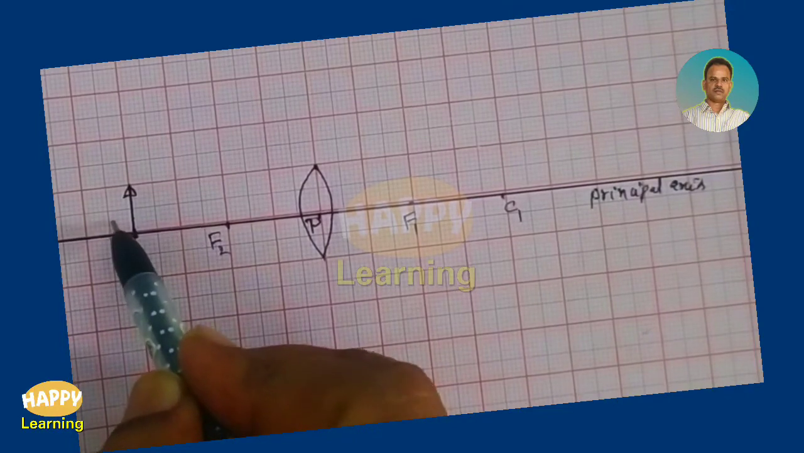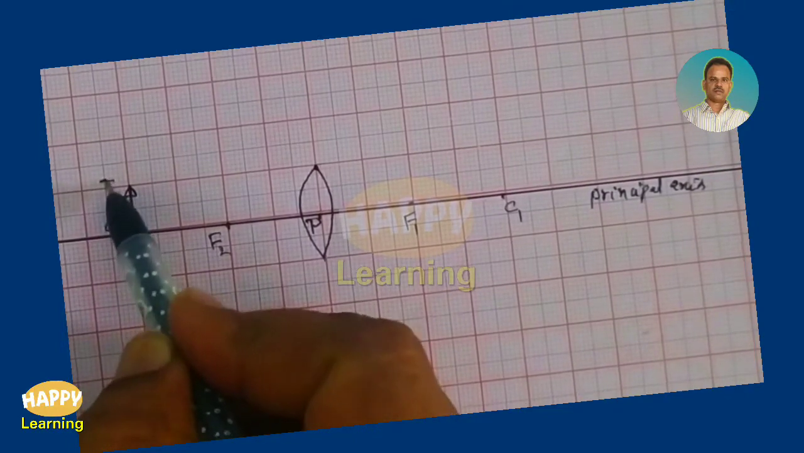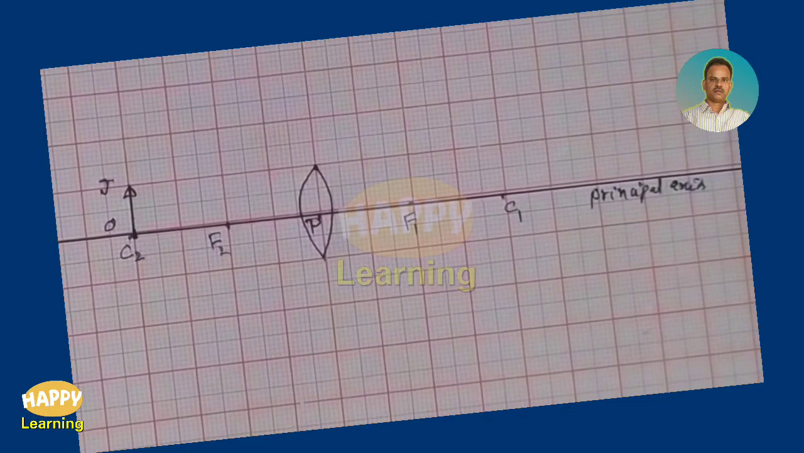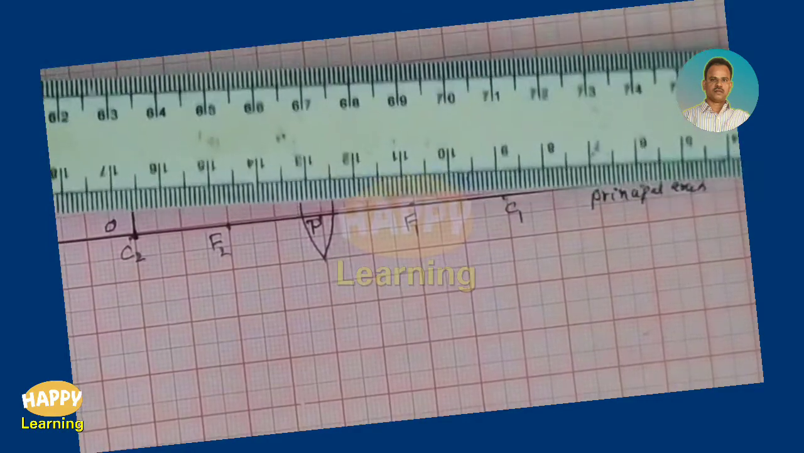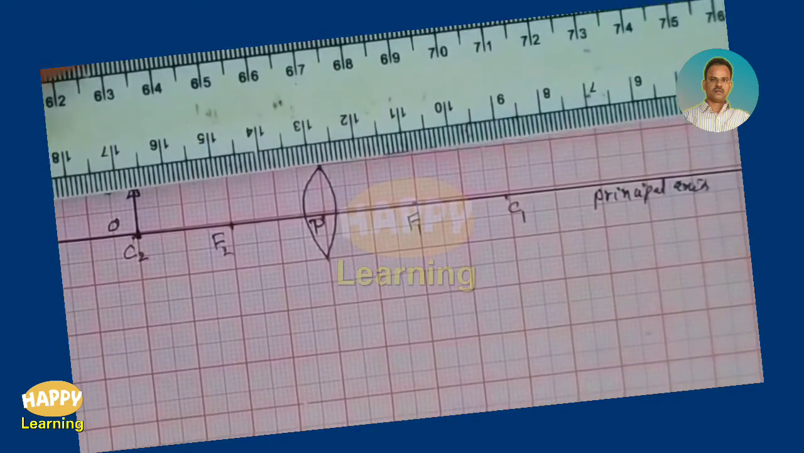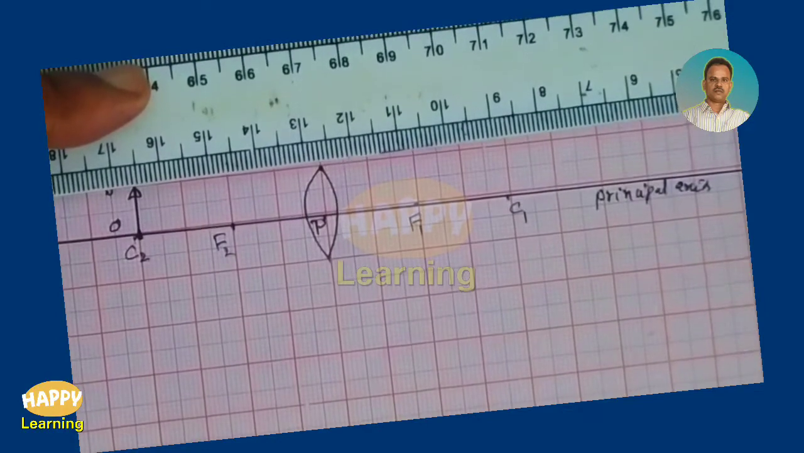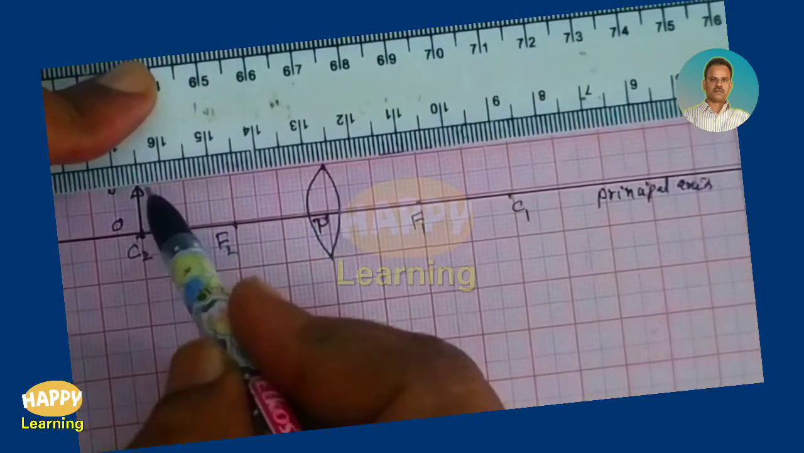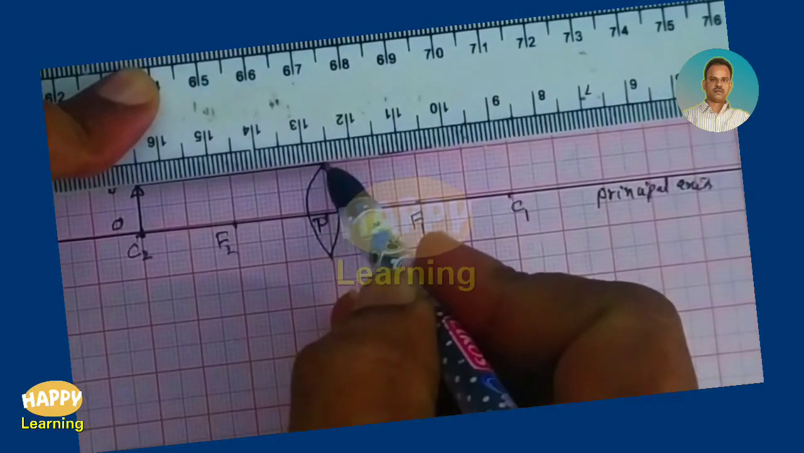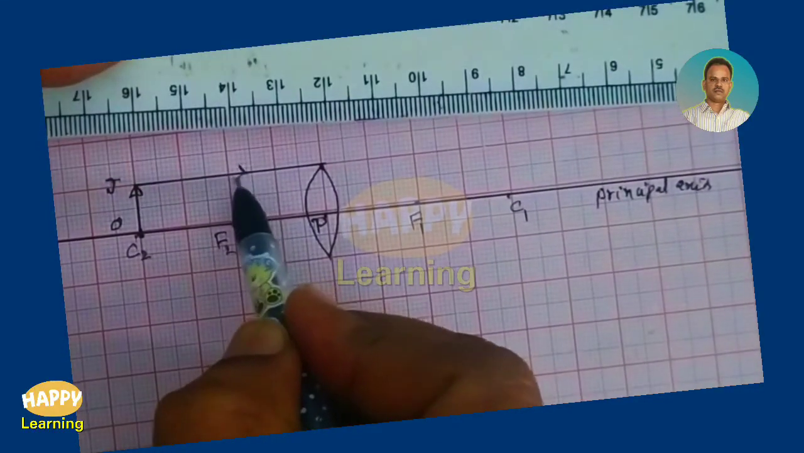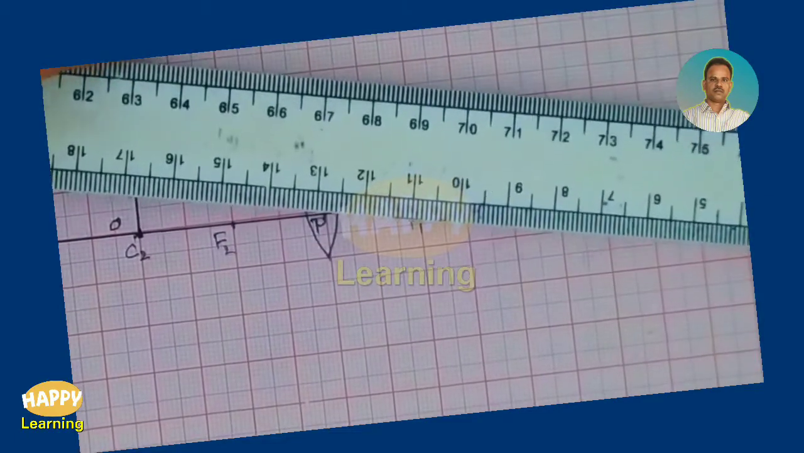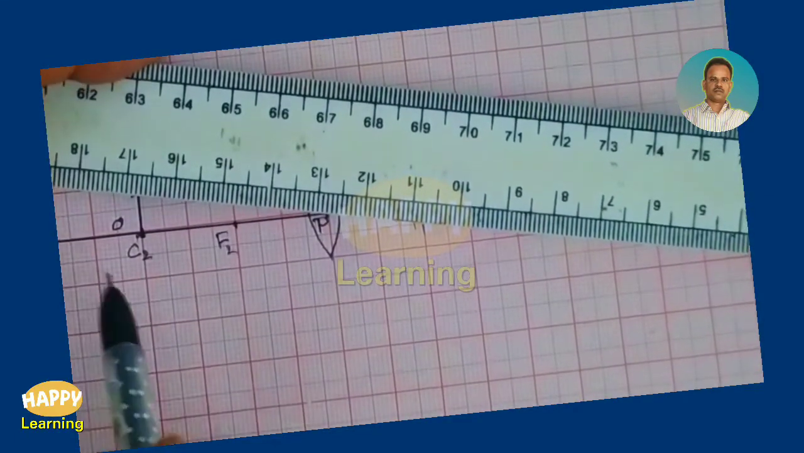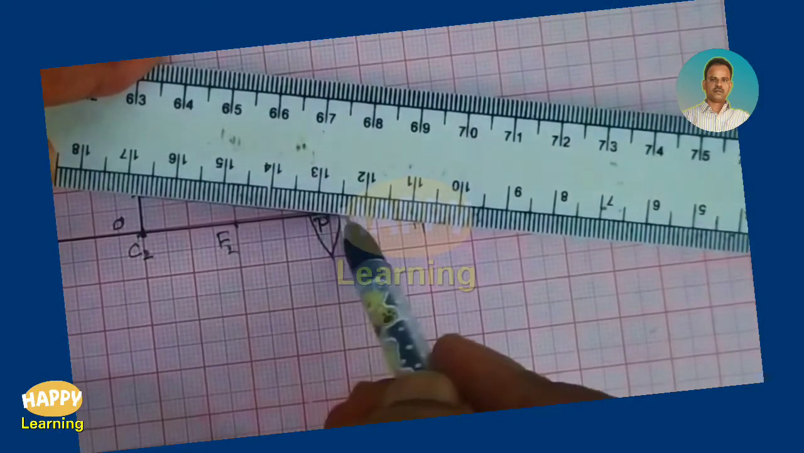You can call this object OJ. From the spelling object, you can take OJ as the object. Then, how do we draw the ray diagrams? First, we will draw a ray parallel to the principal axis from the head of this object. Let it be one ray, and let it be the second ray.